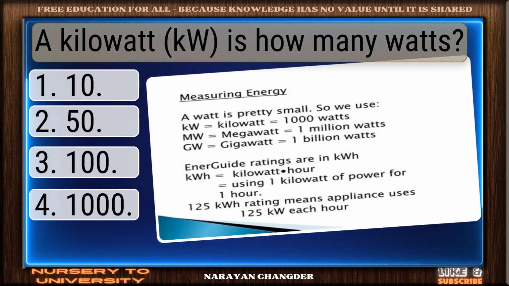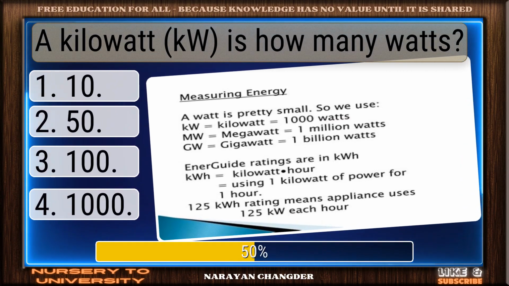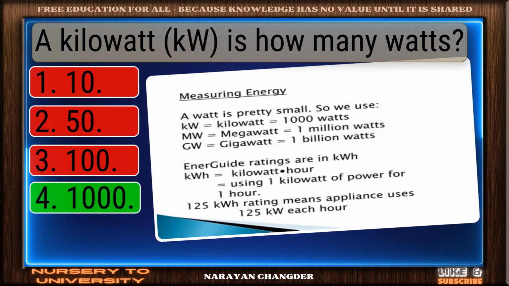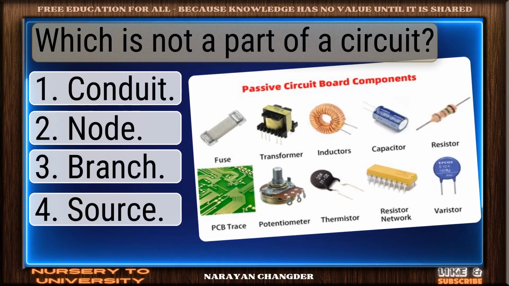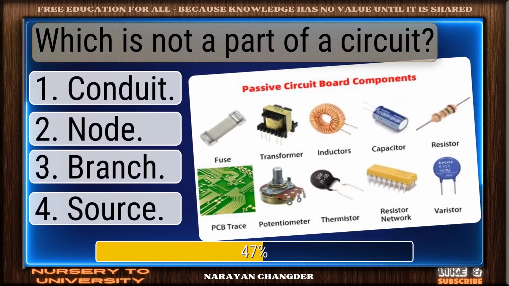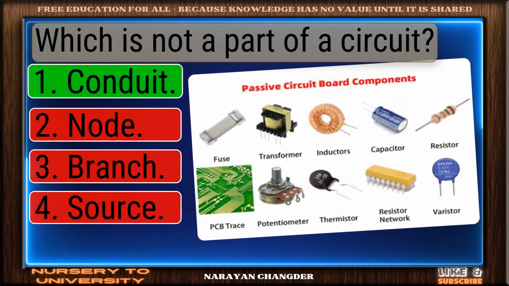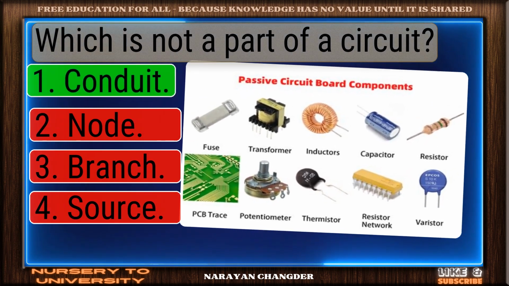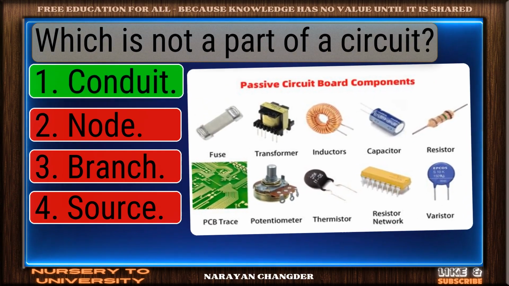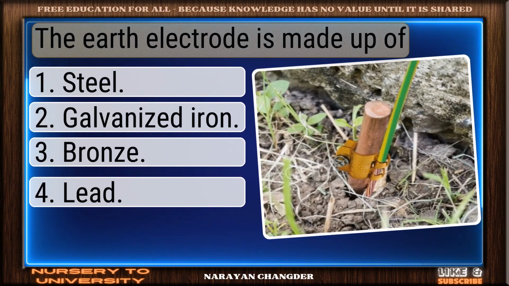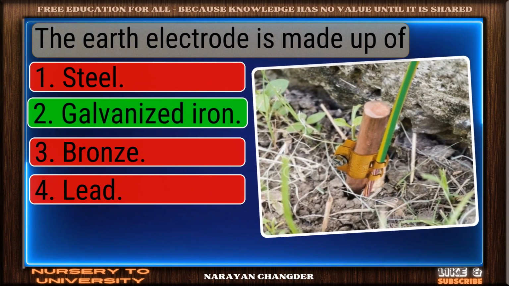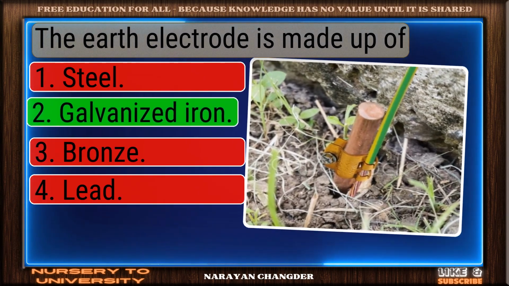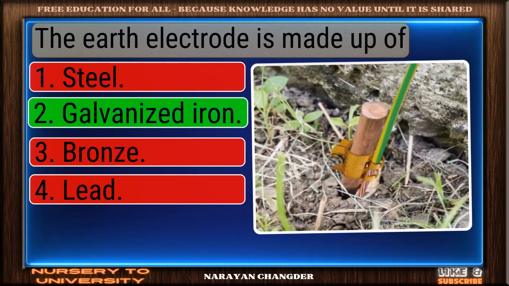A kilowatt is how many watts? You got it. Your choice 1000 is right. Which is not a part of a circuit? Nice selection. Conduit is the correct and valid answer. The earth electrode is made up of. Solid response. Galvanized iron is a valid choice.